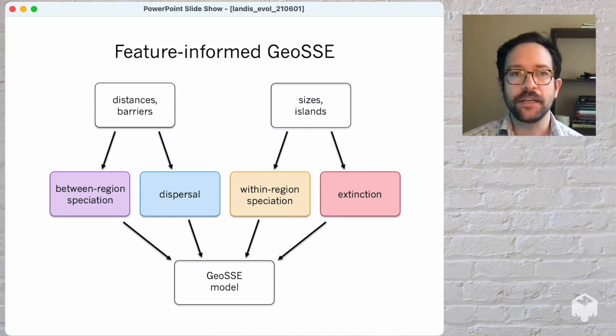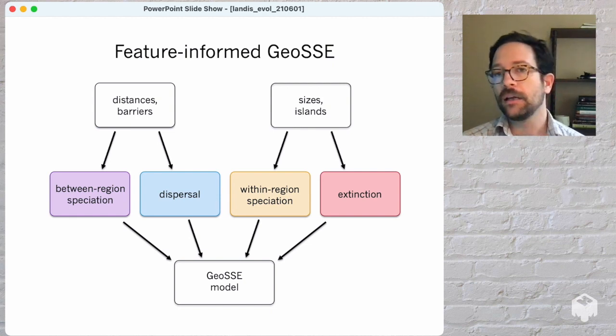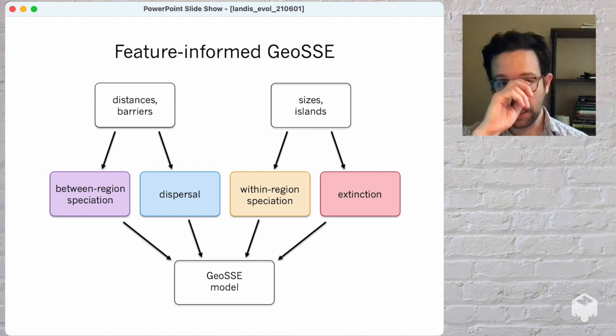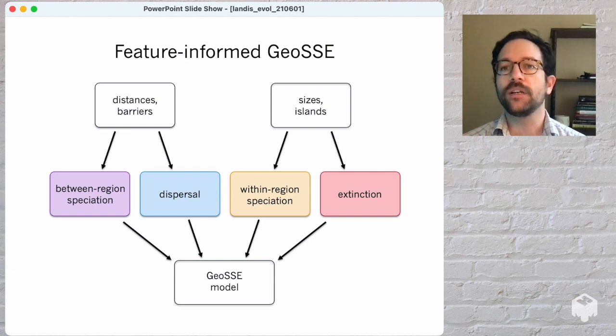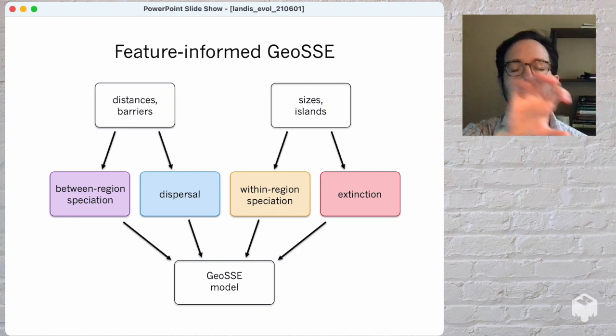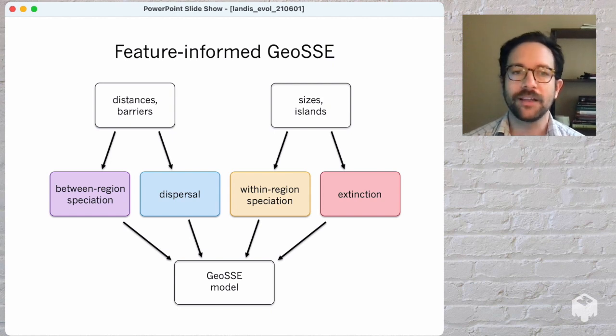Now, for this feature-informed GeoSSE model, we have three layers. First, the model has features that we can go and measure about geographical regions that exist in the real world, such as distances between regions, the presence or absence of categorically distinct types of barriers, the sizes of regions, and different categorical variables associated with the region, such as an island type. Then at the bottom, we have the GeoSSE model, which accepts rates and converts those rates into likelihoods based on a biogeographical pattern and a phylogenetic pattern. In the middle, we're going to basically transform these features into model rates that GeoSSE can use.